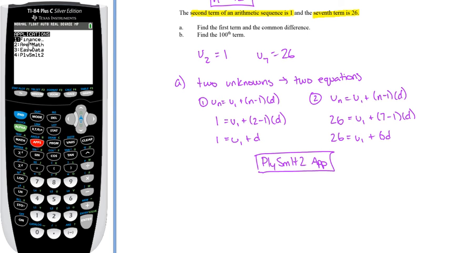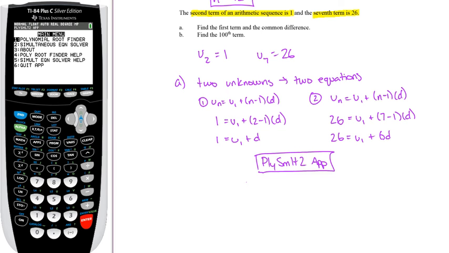You should only see two apps on your calculator. The first one, Finance, and the fourth one, PolySmlt 2. So I'm going to go down to the fourth option, and I'm going to press Enter. It'll bring you into this menu, press any key to continue, and then you get a couple of options. For this one, you want option 2, which is the simultaneous equation solver. So this will solve simultaneous equations for you.